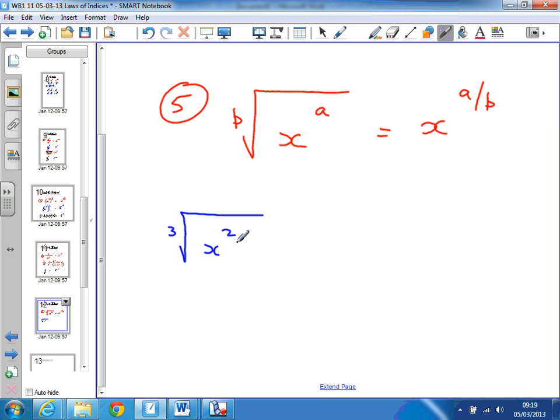And how do we write it in terms of the laws of indices? This is saying that we write it just as x to the a. What's a? It's the power inside the root. So in this case, it's 2, divided by the root, which is 3. So we rewrite it as x to the 2/3. That's where the fraction comes from. I said fractions are often in powers. That's why, because if you've got a root, fractions occur.